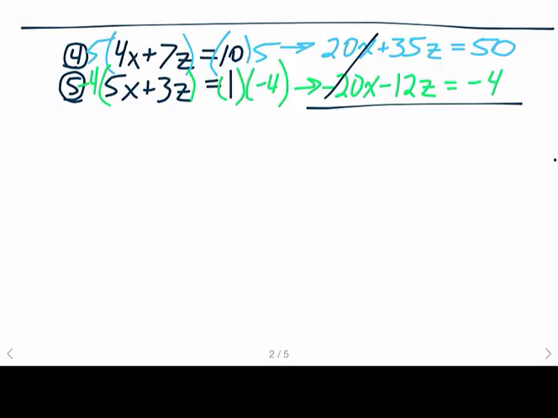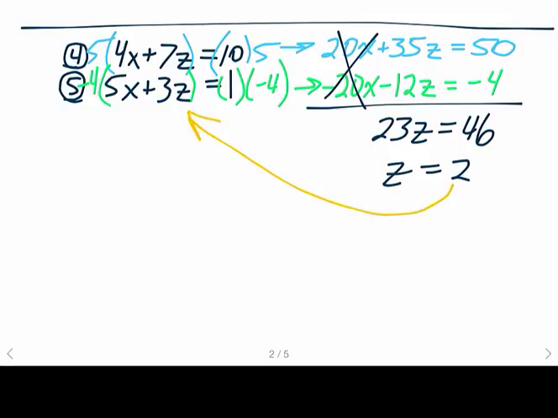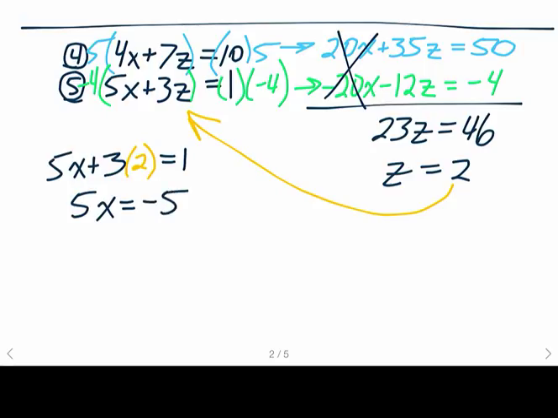When I add those two equations together, the x's get eliminated, and we end up with 23z is equal to 46, which means that z is equal to 2. I can take that z and put it into either of the equations that have x and z in them. I'll use 5x plus 3z is equal to 1, and so I have 5x plus 3 times 2 is equal to 1. So 5x is equal to -5, and x is equal to -1.